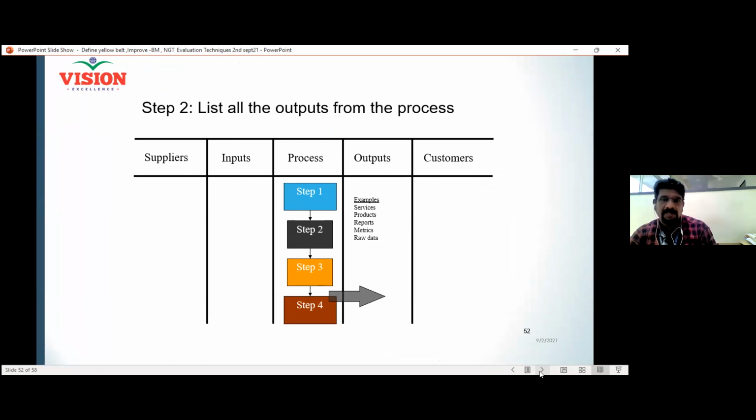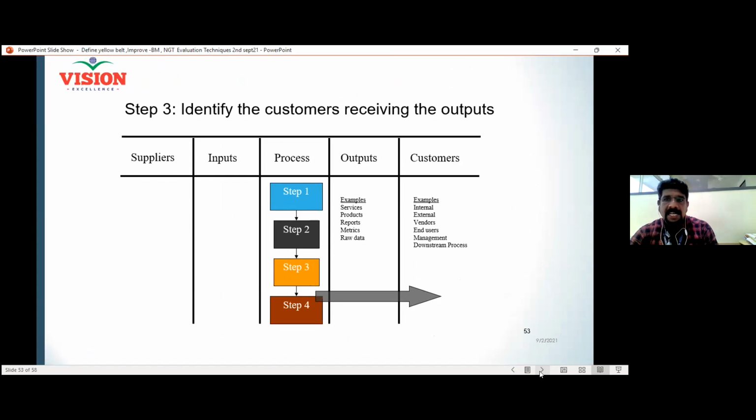So first we have to start with the process, then we have to find out the outputs, then we have to identify the customers who are receiving it. Why do we have to do it? Because only then will we be able to understand the process, and understand what is happening in the organization. So input, output, process, customer, supplier. These are the 5 things which you have to identify.